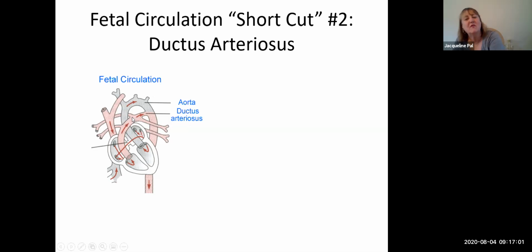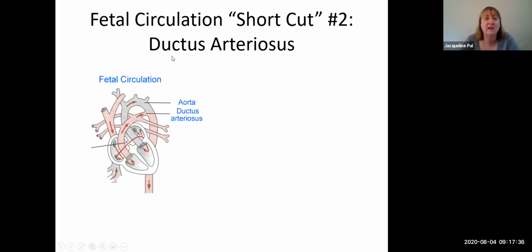But you know what? Whoever designed you was still smarter than you, because it goes, I'm going to put in a second shortcut because you still don't need to go to the lungs. Okay? And so this second shortcut, whereas these are the right and left pulmonary arteries, right across from the pulmonary trunk, there actually is a connection between the pulmonary trunk and the distal part of the arch of the aorta. So blood can shoot right across between two arteries.